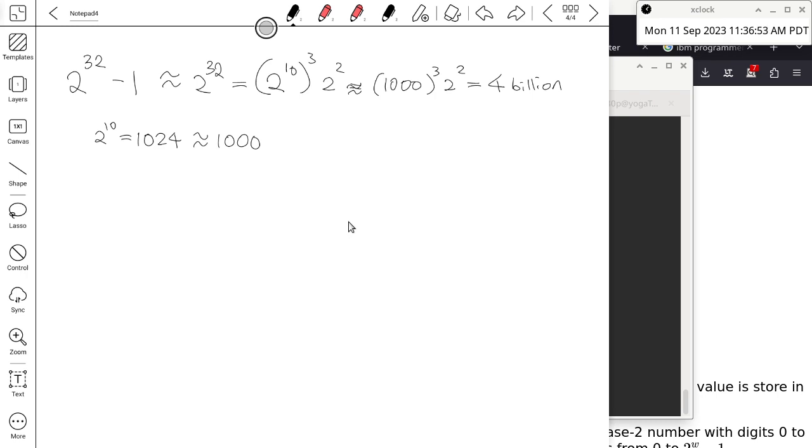So this is a nifty trick to do a base conversion from base 2 to base 10, and at least to understand the magnitude that we are talking about.